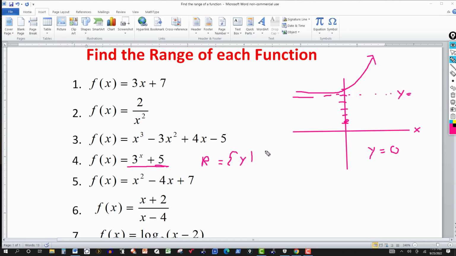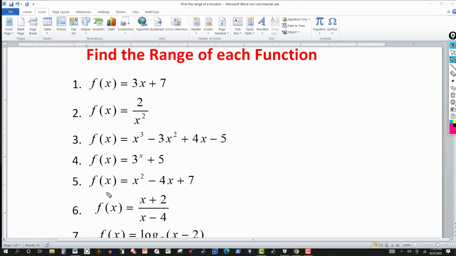But in this case, we moved it up 5 units, so instead of 0, the asymptote is y equal to 5. So y has to be greater than 5. Or in interval notation, we could write it parentheses 5, comma, infinity. Either way. Either this way or this way, you would write the range.